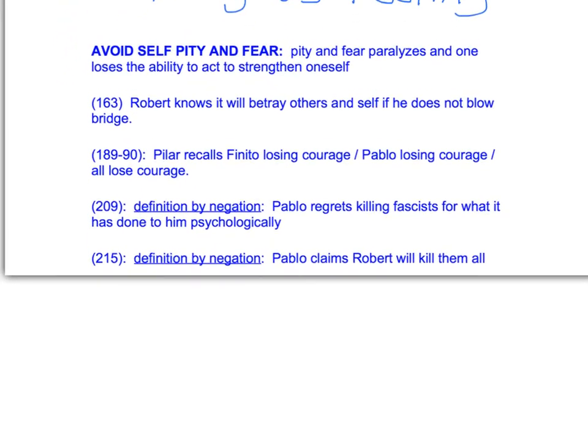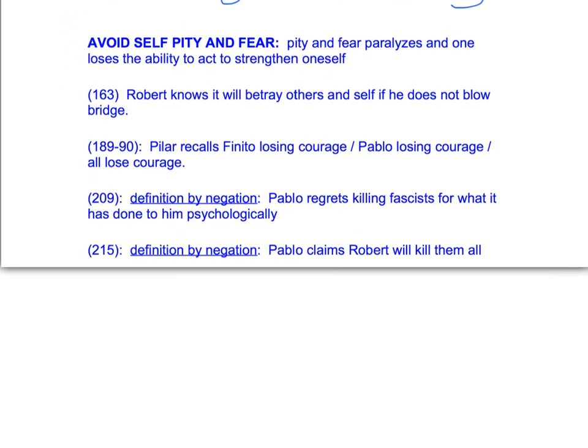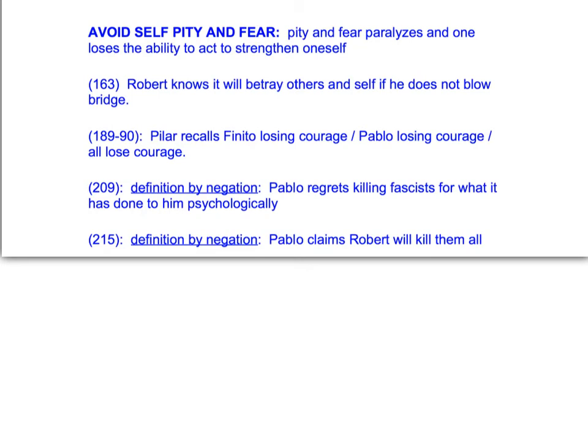More on avoiding self-pity and fear as paralyzing one and preventing one from being able to act. Robert knows it will betray others and self if he does not blow the bridge. So he's got this solidarity now to Anselmo, to Pilar, to Maria, to the Republican cause, and he needs to do it.